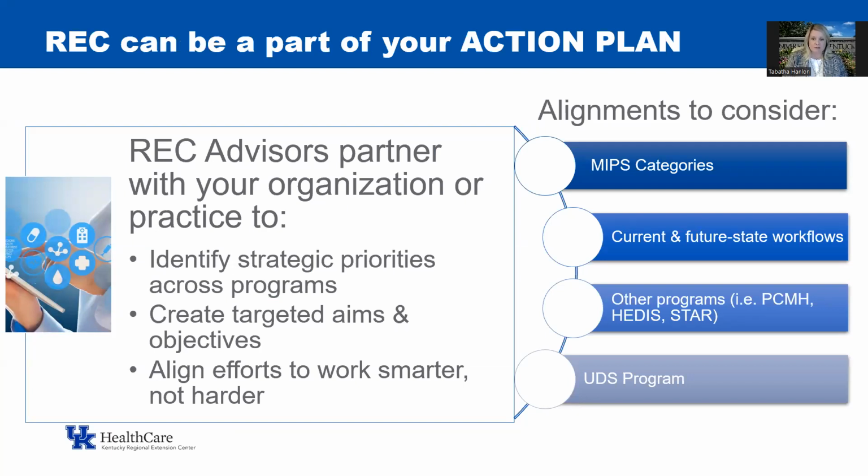This is not only important to meeting those thresholds and avoiding penalties with the quality payment program, but it's also about improving the outcomes of the patients that you serve. So some alignments to consider are your MIPS categories, your current workflows, other programs such as HEDIS and STAR, whether you're PCMH or PCSP recognized, and also for FQHCs that have to report to UDS, there are also some opportunities for alignment there as well.